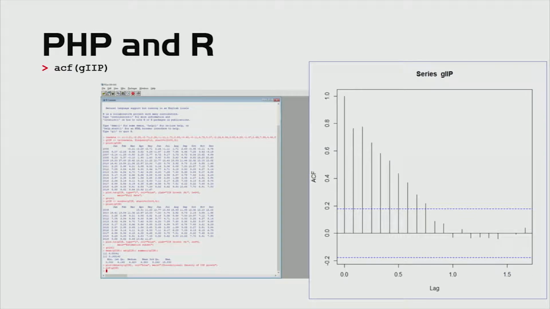But by default, that just gives us a nice little chart which displays the ACF with the appropriate lag that we've called for. In this case, the entirety of the data set, because I left that as a null value.